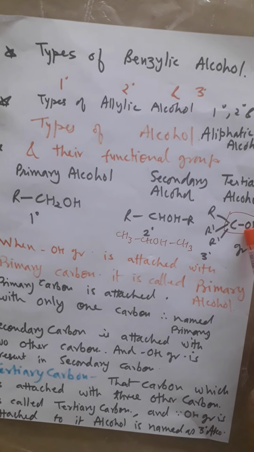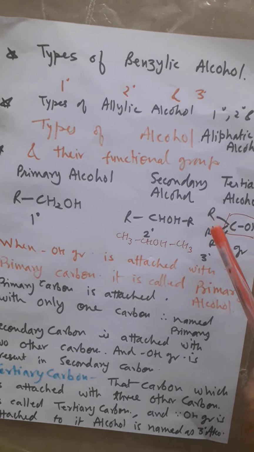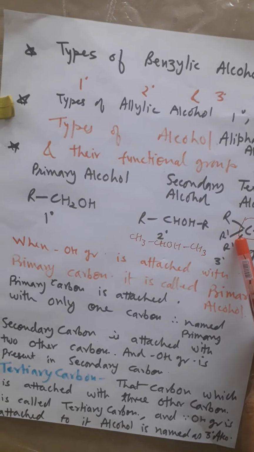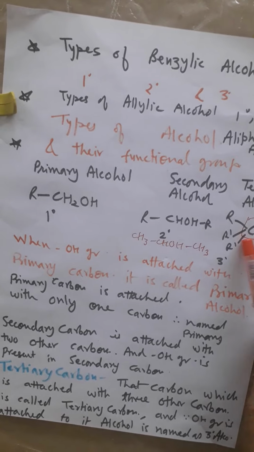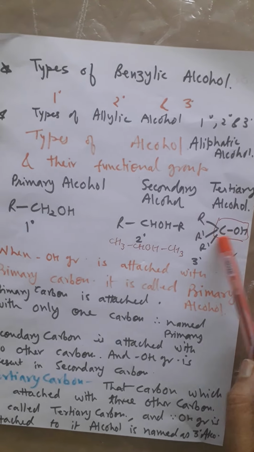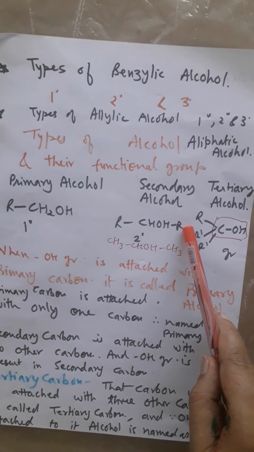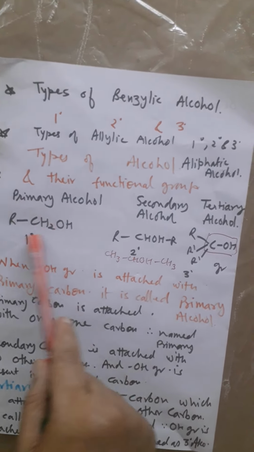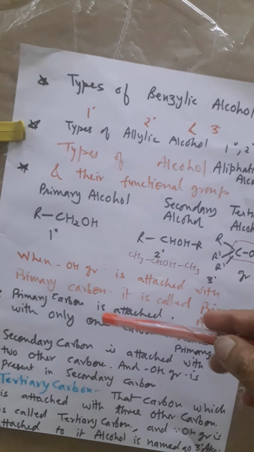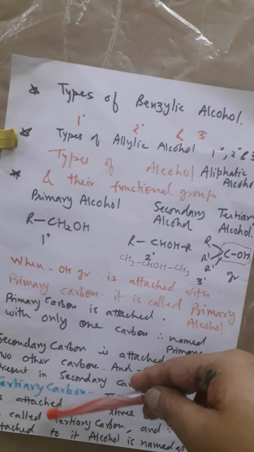Clear to you? What is a tertiary carbon? A carbon which is linked with 3 other carbons is called a tertiary carbon, and the OH group is linked with the 3 degree carbon, so it is called a 3 degree alcohol or tertiary alcohol. Here 2 different R groups are there, a 2 degree alcohol. Here only one alkyl group is there, it is called a 1 degree alcohol. Clear to you?